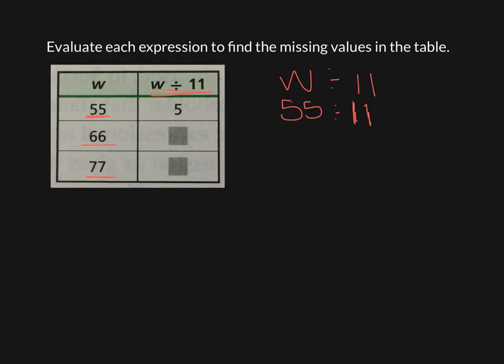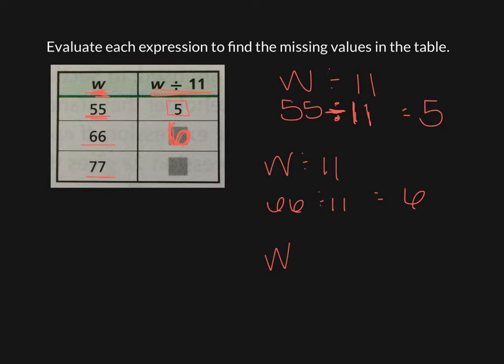So 55, do you see how I just, right below the w, I wrote my 55 because I need to substitute w for 55. 55 divided by 11 equals 5. So that would be my value if w is 55. So if w is 66 divided by 11, I am going to get the answer of 6. So input into my table would be, value would be 6.